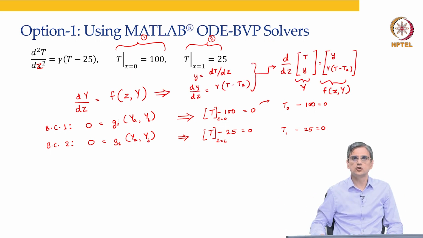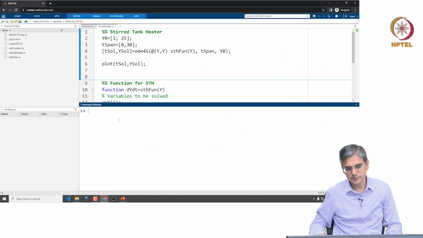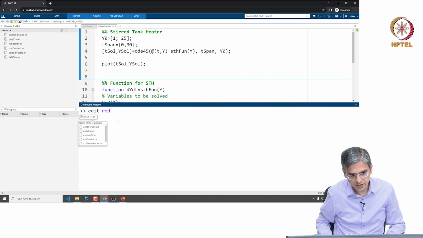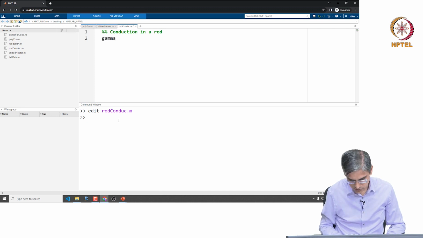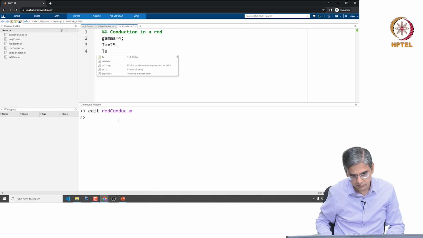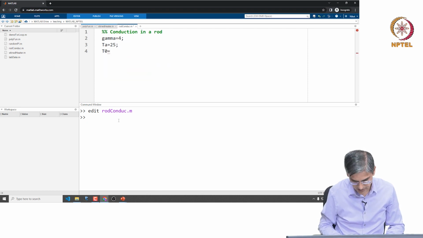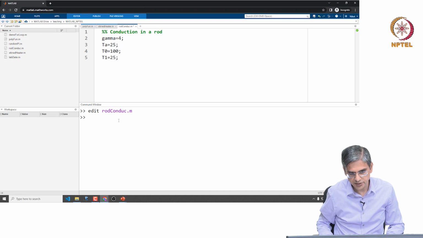Now let us go to MATLAB and try to solve this rod conduction problem using the MATLAB boundary value problem solvers. Let us call this edit rod conduct.m, conduction in a rod. Gamma, I think that we had used earlier, was 4.0, TA is 25, T0 is equal to 100, T1 equal to 25. These are the overall conditions.